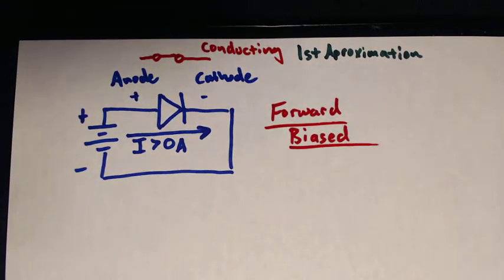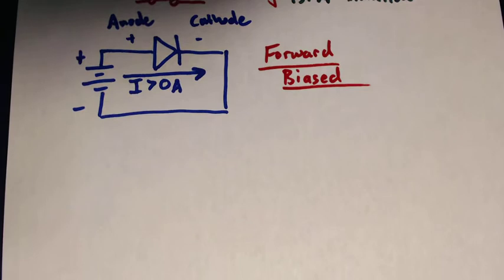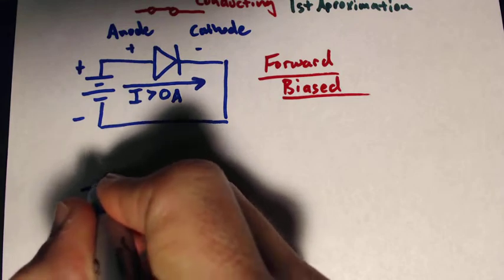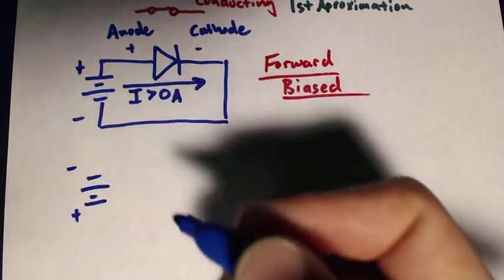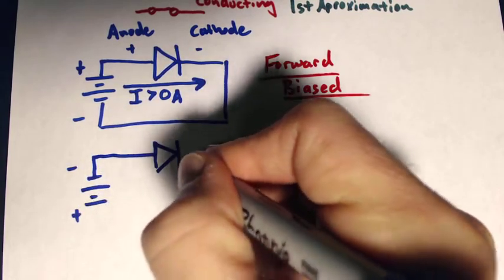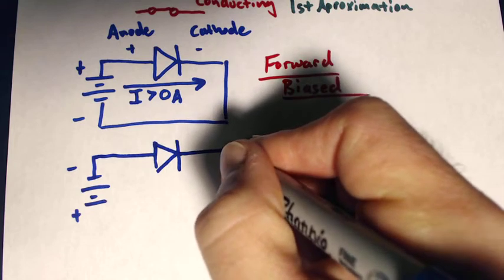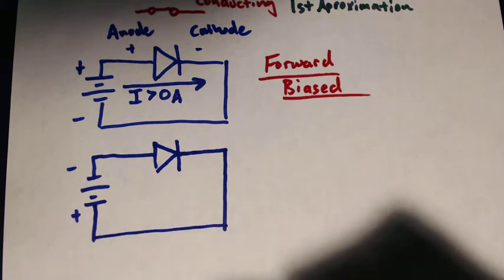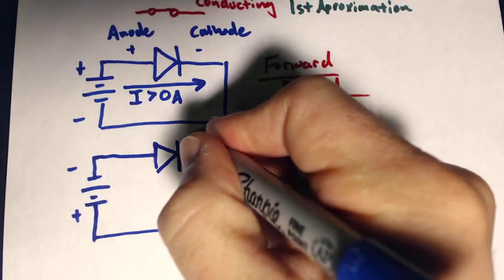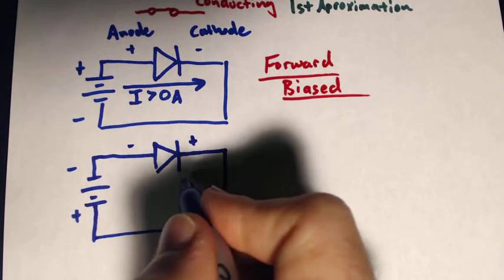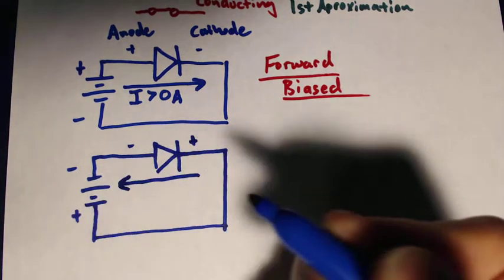Now let's set up the opposite of that. So same kind of circuit, except I'm going to flip this voltage source upside down. Now the positive's on the bottom, minus is on the top. Orientation of the diode, I'm leaving the same. And now notice we've applied positive here, minus here. So we're trying to cause the current to flow in this direction.